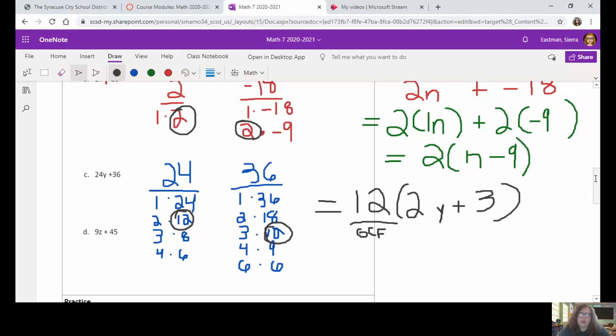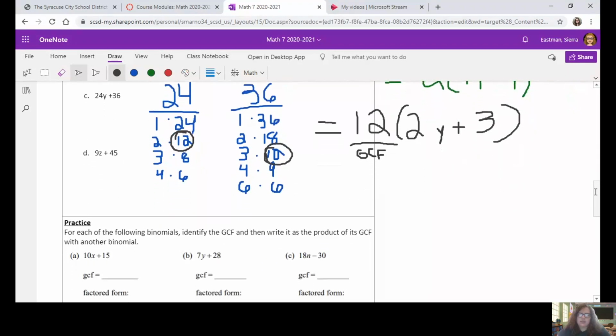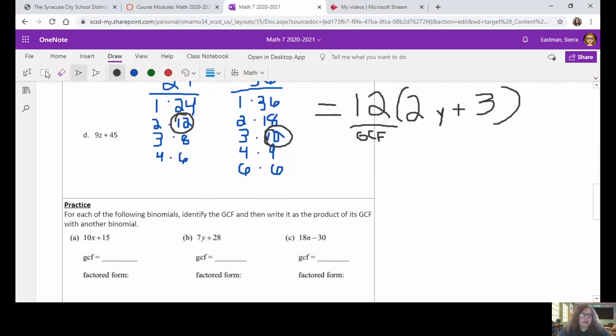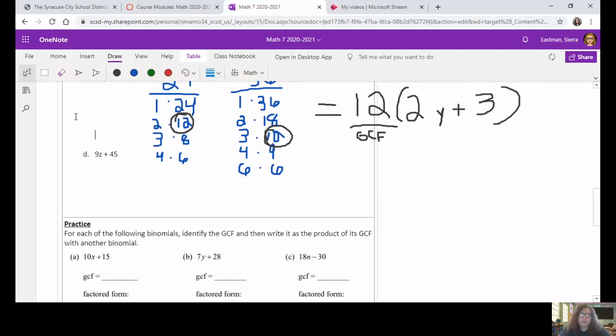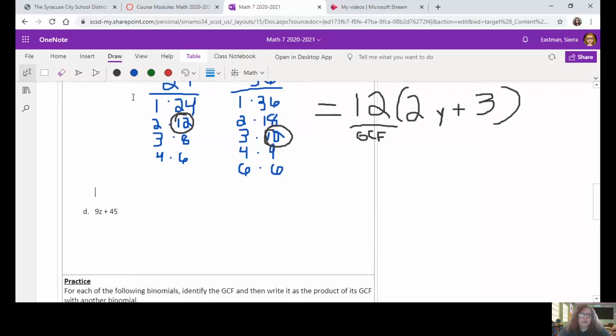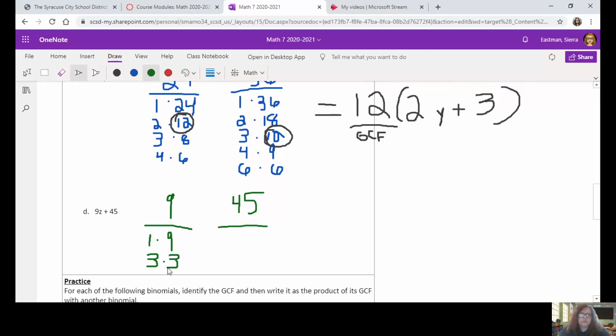I'm going to show that one last time with part D. I'm going to let you guys finish the rest of this lesson independently. Here, this one should be a little bit quicker because we have 9 and 45. Okay. 9 only has a few factors, 1 and 9, or actually 3 and 3. It's a perfect square.